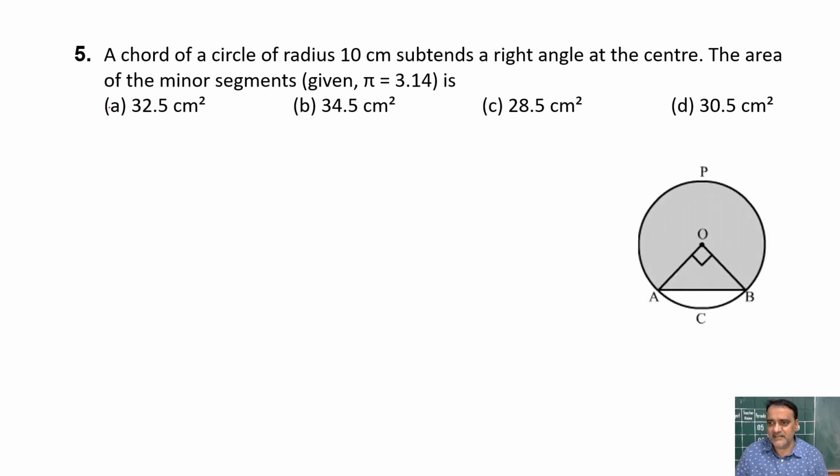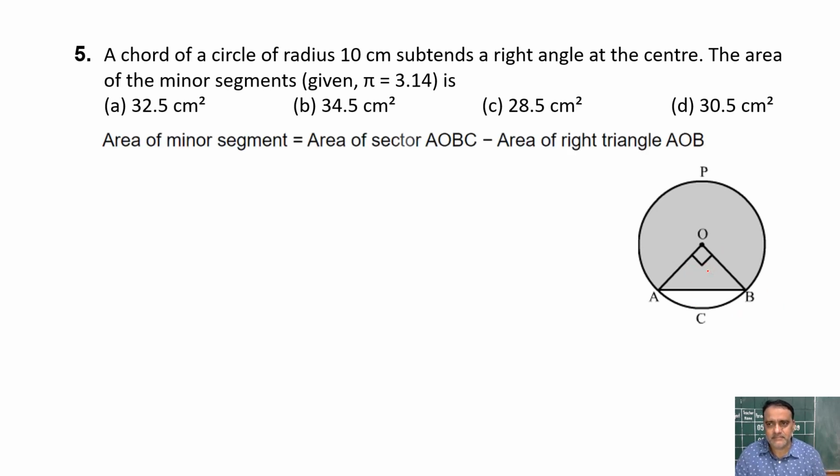So this is the rough figure. We have to find this white color, the area of minor segment. So how we will find area of sector AOB minus area of triangle AOB. This is clear? Yes, sir. Right. And the angle is given 90 degree. So directly we can use quadrant also.